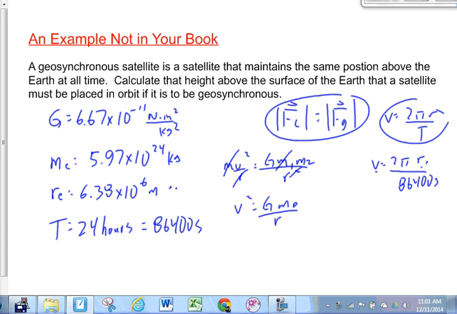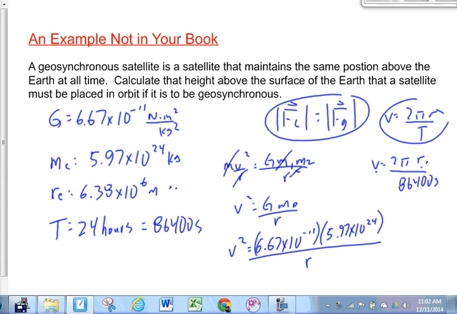V, we don't know. G, 6.67 times 10 to the minus 11. The mass of the Earth is 5.97 times 10 to the 24, divided by r. Uh-oh. We got two unknowns in this one, too.